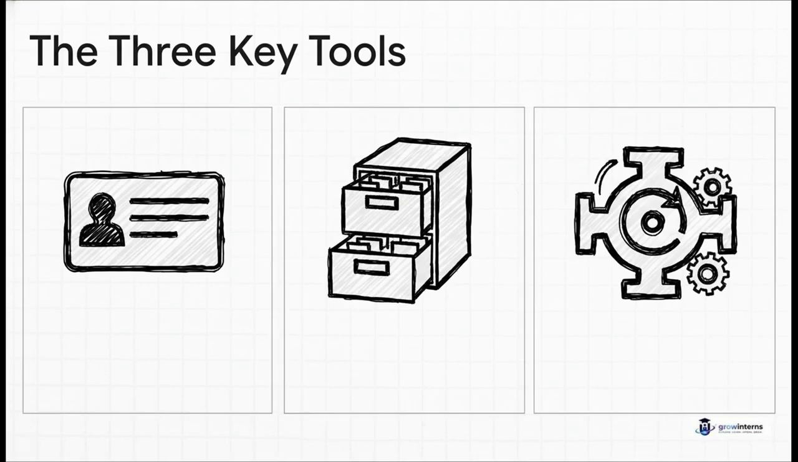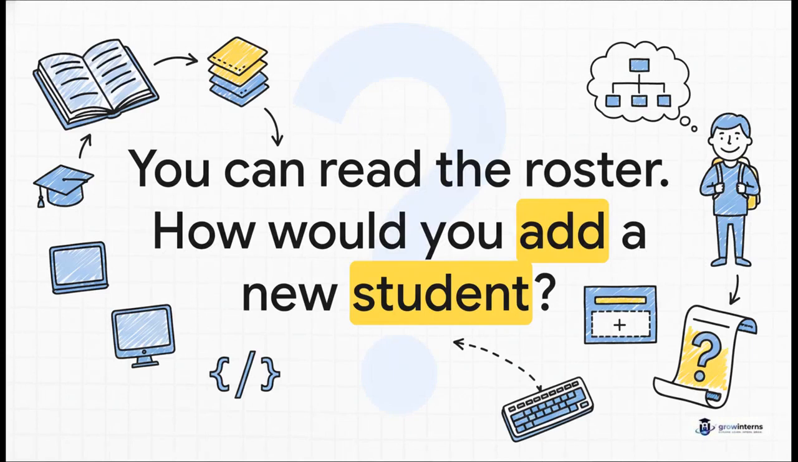So, to recap, we use 3 key tools. The dictionary, which was the contact card for one student, the list, which was the filing cabinet for all the students, and the for loop, which was the engine that let us process each and every card automatically. So, we've built a system that can store and read data. But what about writing new data? How would you modify this code to add a new student to the roster after it's been created? That's your challenge to explore next. Go give it a try.